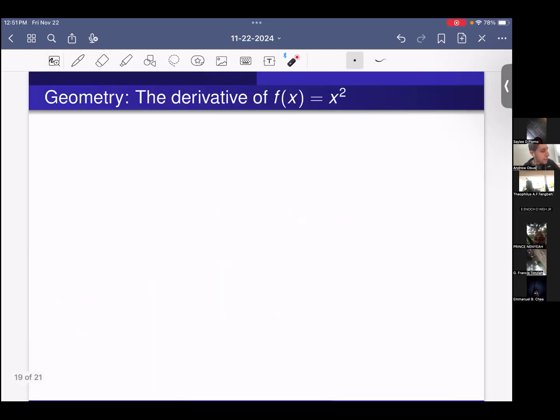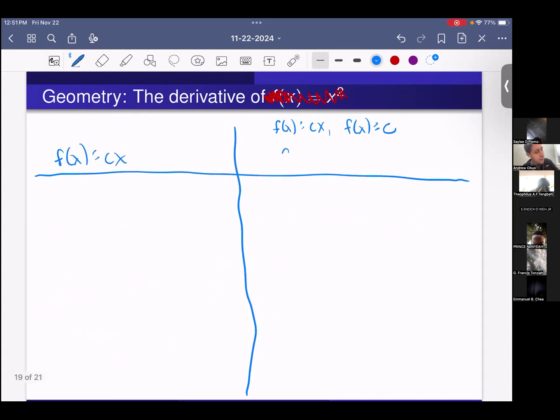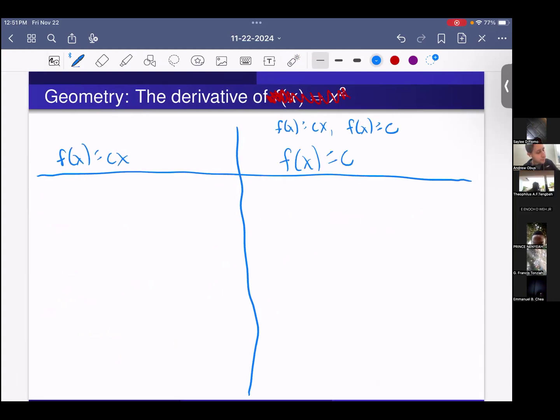So maybe the last thing to do before we break is, we'll talk about the geometry of derivatives next time. I only want to do the basic geometry. I want to do the derivatives of f of x equals cx and f of x equals c. So I want to look at 2 types of functions: f of x equals cx, and f of x equals c.